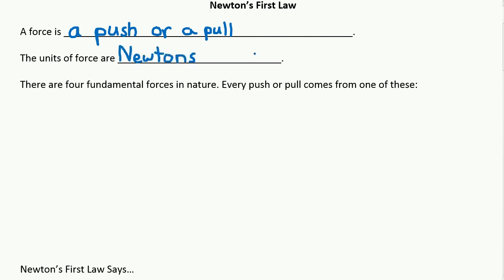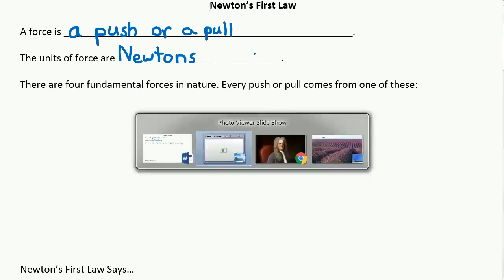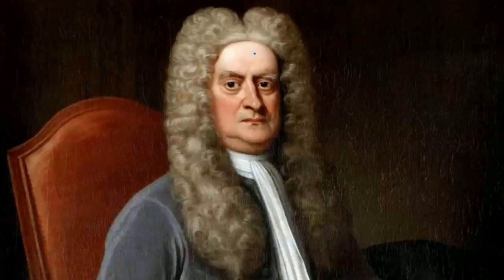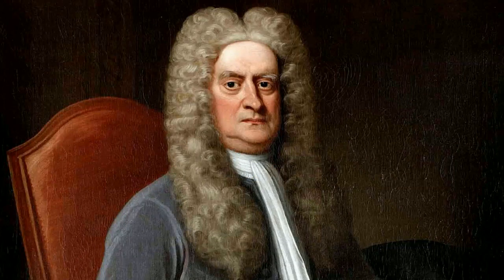Now you'll notice that newtons here is with a capital N. Not all units have capitals at the beginning. The reason here is this is someone's name. And this unit is named after Sir Isaac Newton, this guy right over here. Now, this guy is known for developing a whole bunch of science around the idea of forces.